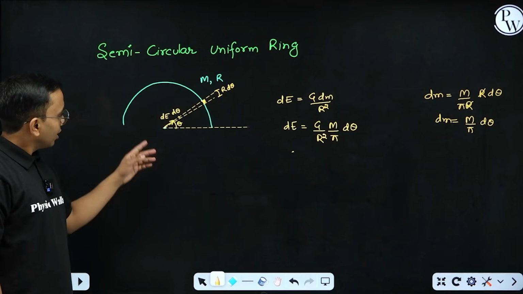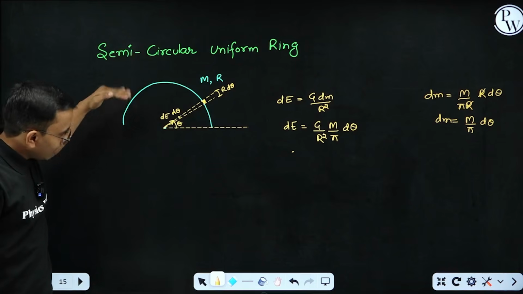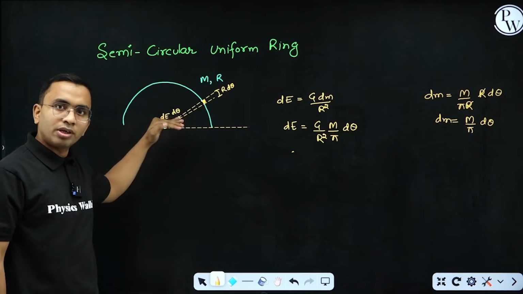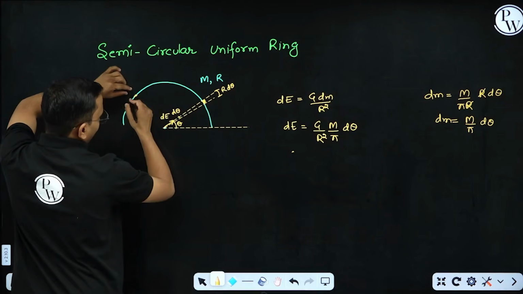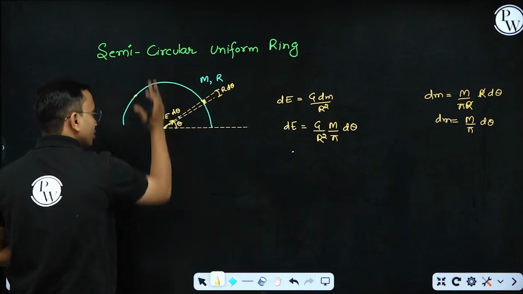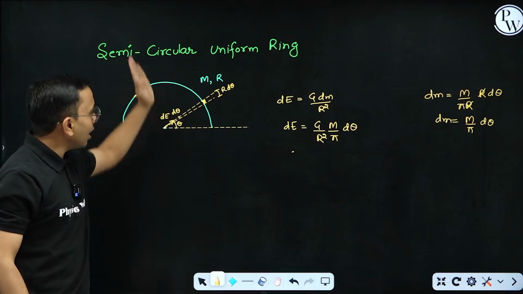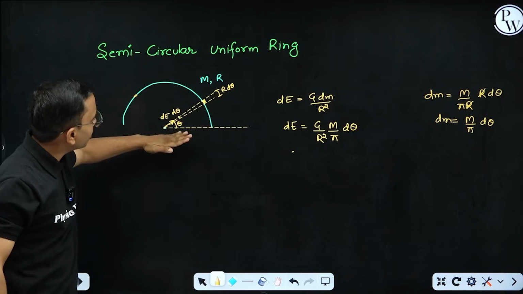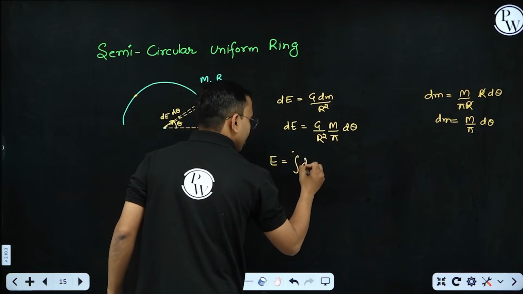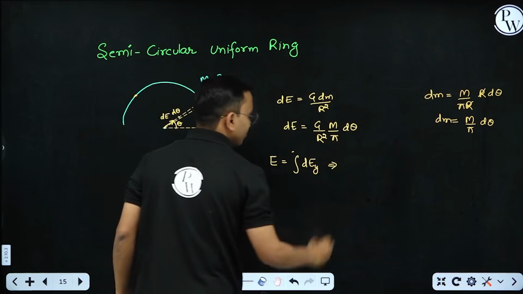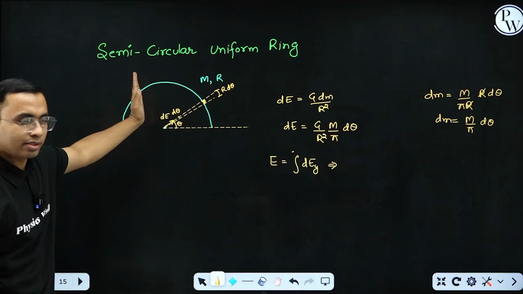Now, a conceptual thing. Listen to it carefully. From symmetry, I can say the resultant E will be in the upward direction. Why so? Will there be any horizontal component? No. Horizontal component will be 0. If I am taking this d theta here, the same small section you can take on the other side, the horizontal components will cancel, the vertical components will add. So the resultant will come along the vertical direction. So I can just take the vertical component of this and integrate. What is the vertical component? This is dE, horizontal is dE cos theta, vertical is dE sin theta.